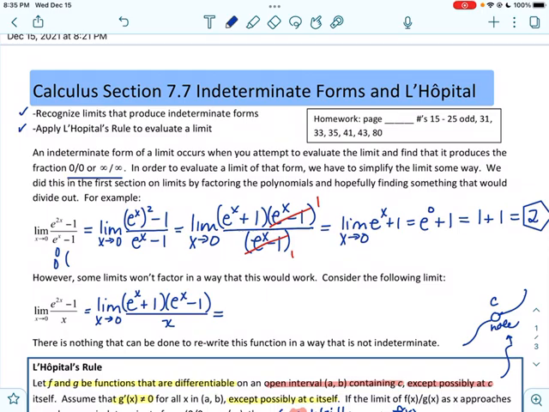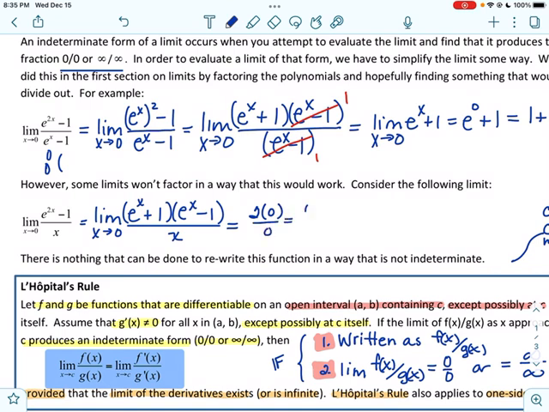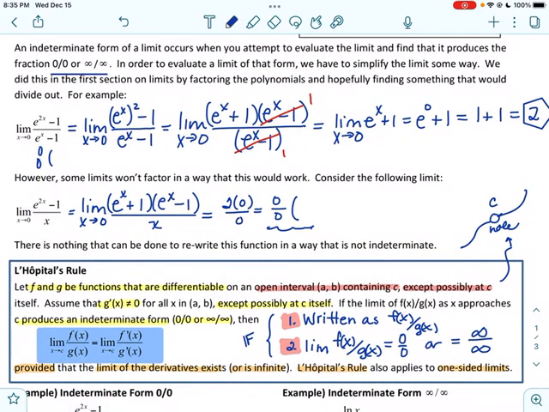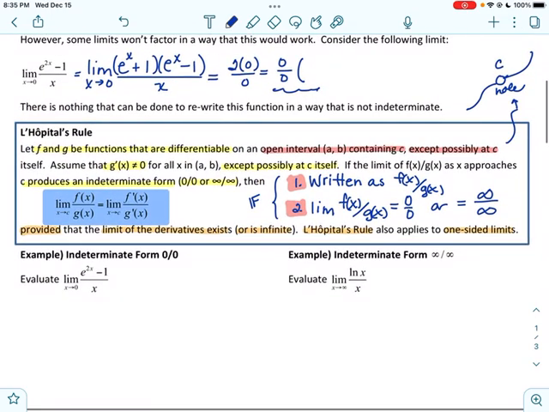Okay. However, some limits won't factor in a way where this would work. So when you look at the next one, if we factor the numerator, you can see that factors will not cancel. So no matter what, you're still going to end up with a 2 times 0 over 0, which is still going to be your 0 over 0, which is kind of meaningless, by the way. We'll talk about this kind of notation because it's kind of frowned upon in AP Calc, but we'll get back to that.